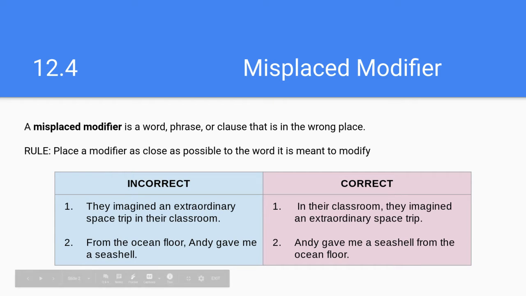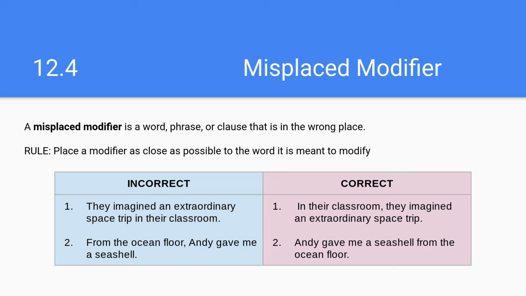Modifiers just means information in a sentence about another word. So a misplaced modifier is a word, phrase, or clause that is in the wrong place. The rule is you want that modifier as close as possible to the word it is meant to modify. When you don't do this, you create some unnecessary confusion in your sentence, and your reader might misinterpret what you're trying to say. So let's look at the incorrect ones and look at how to correct those.